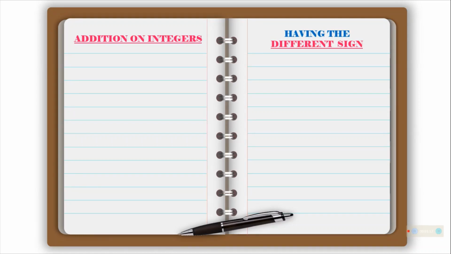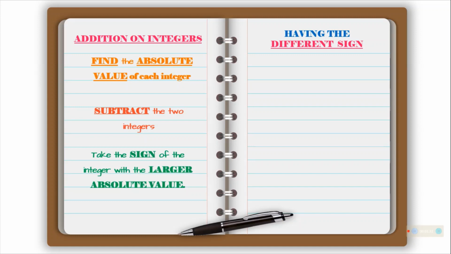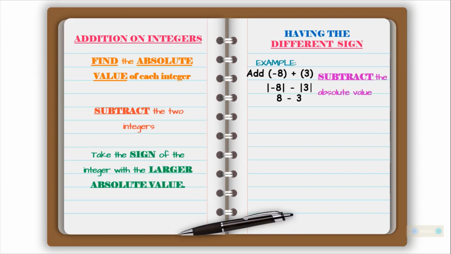Addition on integers having different signs. So we have 3 steps. Find the absolute value of each integer. Subtract the two integers, then take the sign of the integer with the larger absolute value. So add negative 8 plus positive 3. So they have different sign.